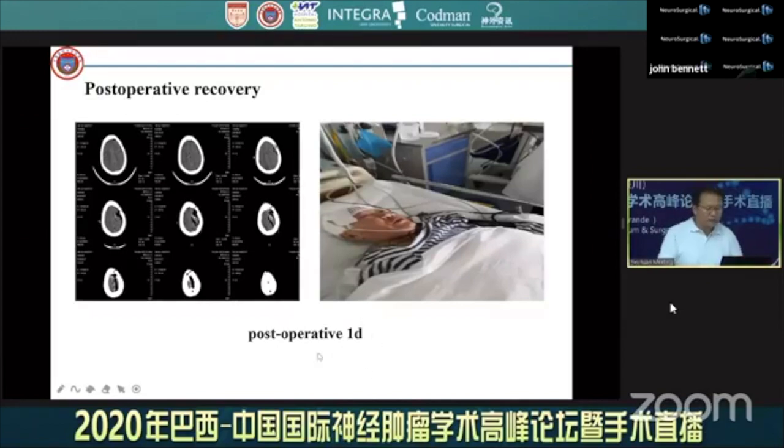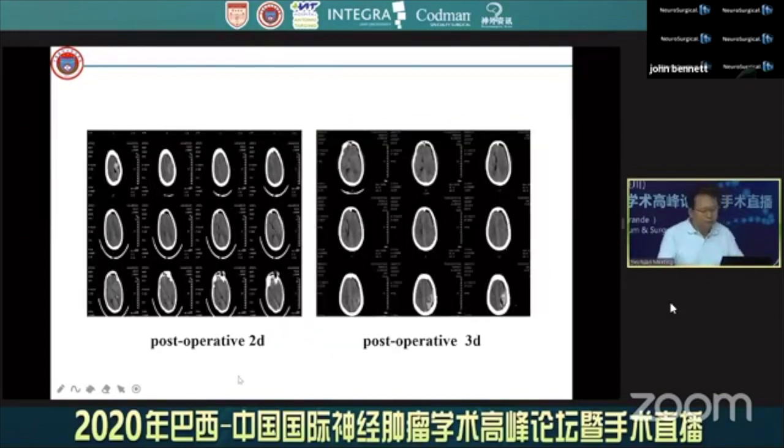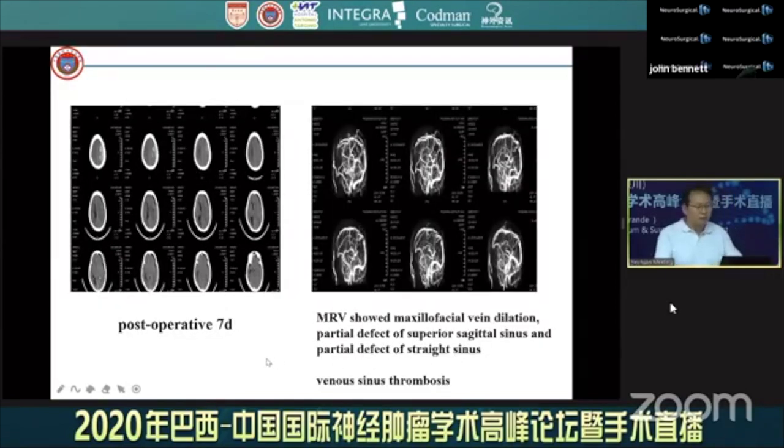But on day 2, there was a very huge edema, and on day 3 a little bit of hemorrhage. What's the trouble? What's the problem? We found at 7 days, there was even more huge edema, and we did the MRI, which showed the vein dilation and pressure deficiency of the superior sagittal sinus and the straight sinus. So the diagnosis was venous sinus thrombosis.